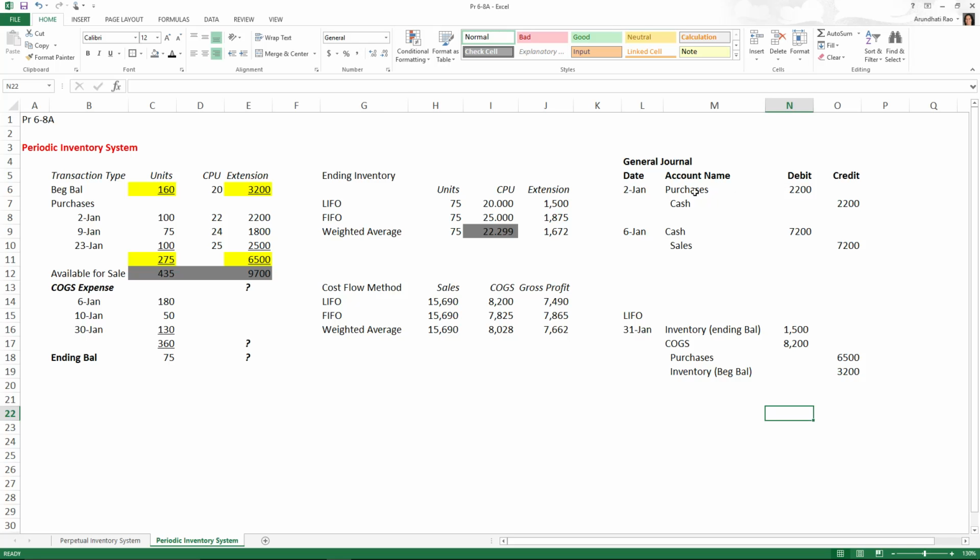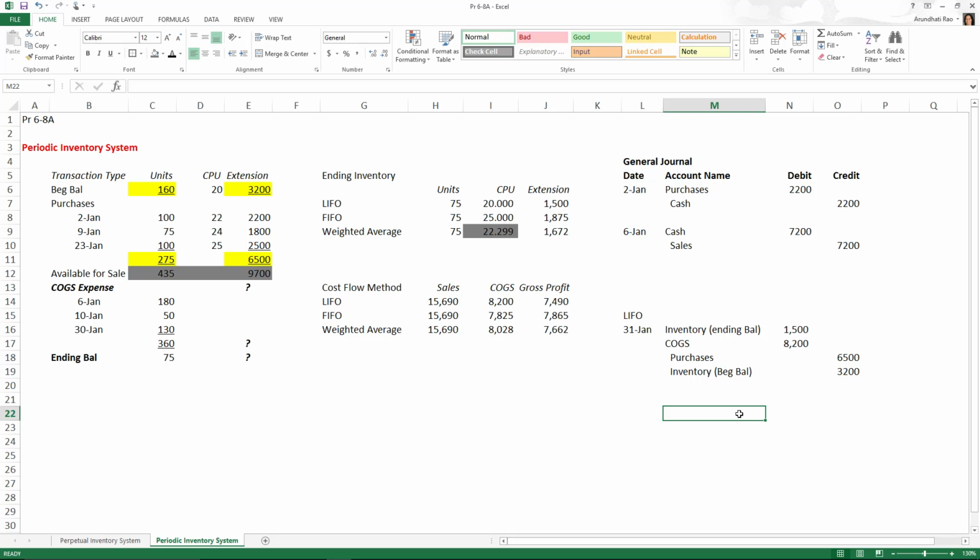So your journal entries, as the transactions are taking place during the month, will be the same in the FIFO, LIFO, and weighted average methods in the periodic system. Where we have a difference is in this last journal entry. And the difference really is in the amounts that you assign to these two accounts. Purchases is basically what it was. Inventory beginning balance is what it was. So it's these two numbers that you assign that are going to be different in the periodic inventory system.